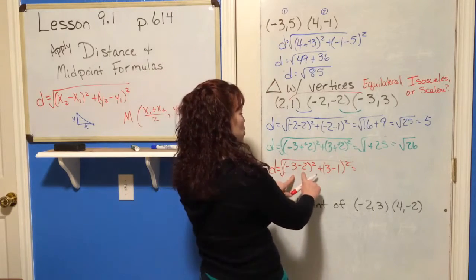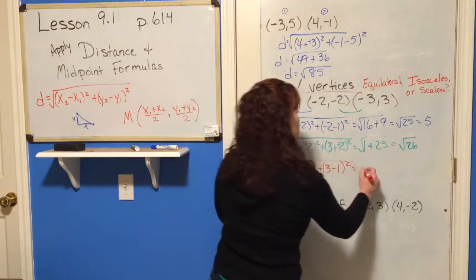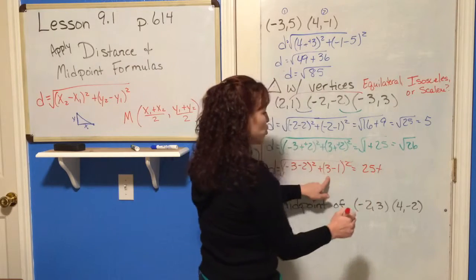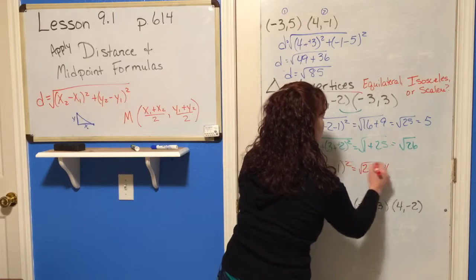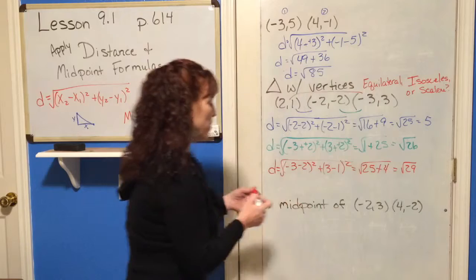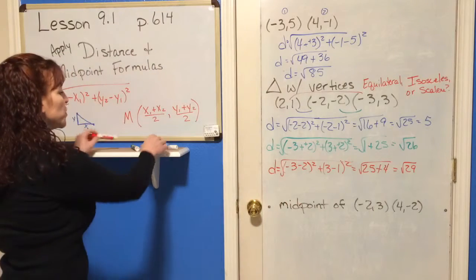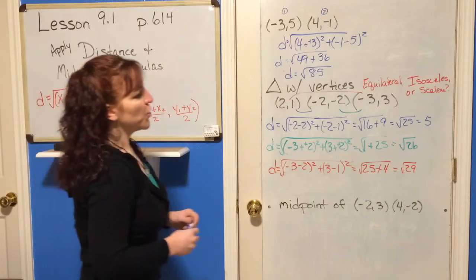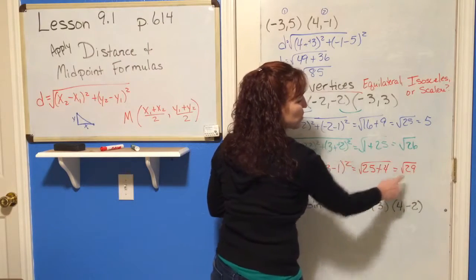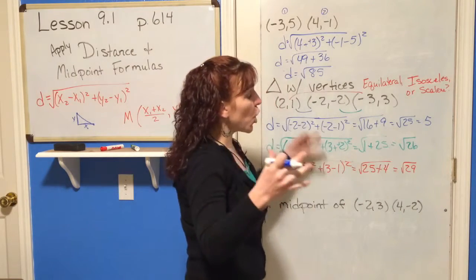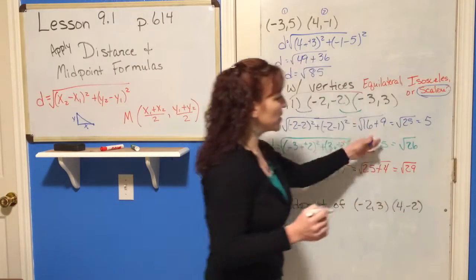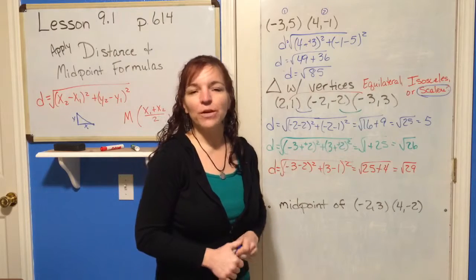So negative 3 and negative 2 is 5, squared is 25. 3 minus 1 is 2, squared is 4. The square root of that whole thing, the square root of 29. So now, all we're going to do is compare the 3 sides. Our first side was 5, next one was square root of 26, next one was square root of 29. So I know that my triangle is scalene because the 3 sides have different lengths.